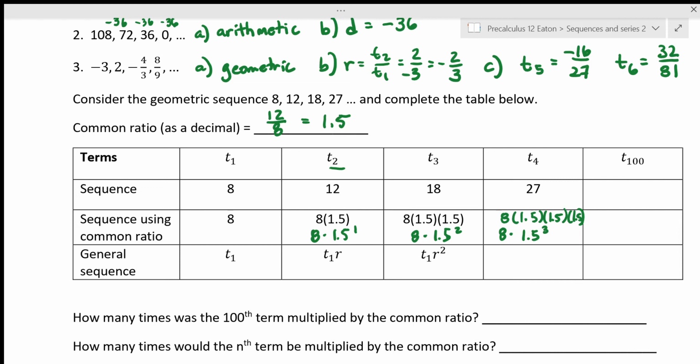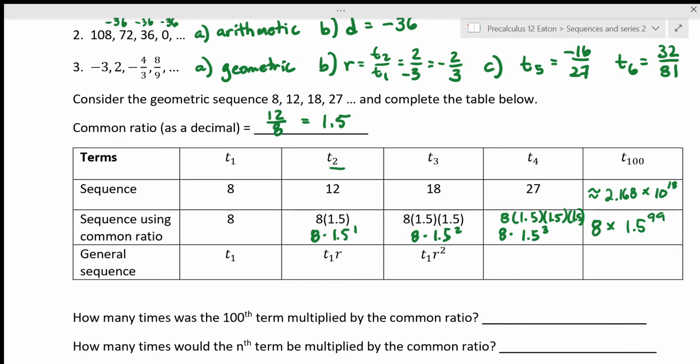So if I want to find T100, I'm going to do 8 times 1.5 to the power of 1 less than 100, so that's the power of 99. And now your calculator might not like this one, but this is approximately 2.168 times 10 to the power of 18. That's 10 with 18 zeros, and we are in the quintillions here.